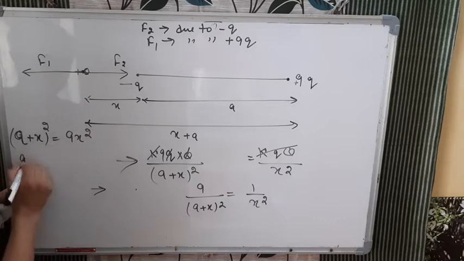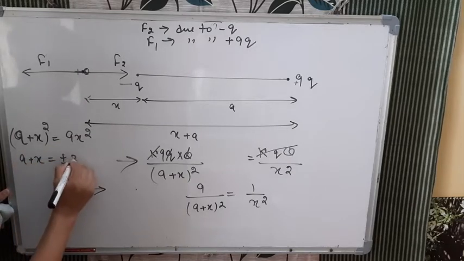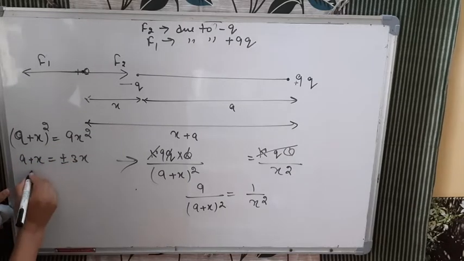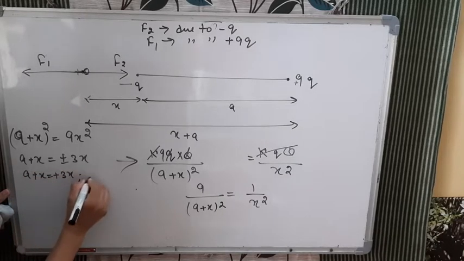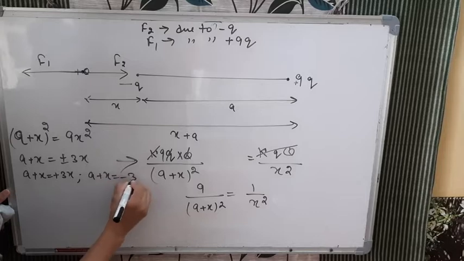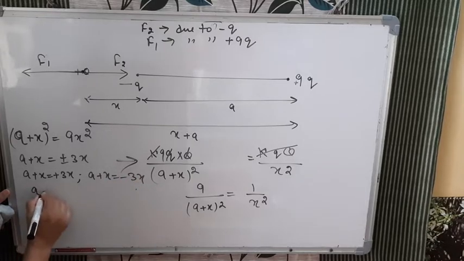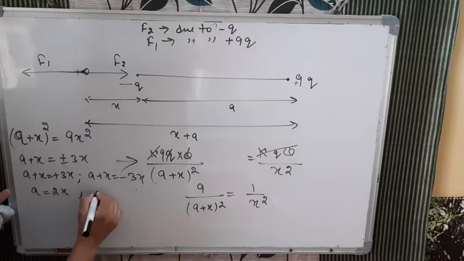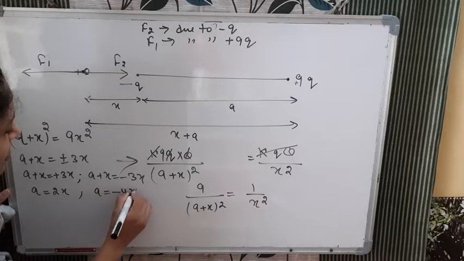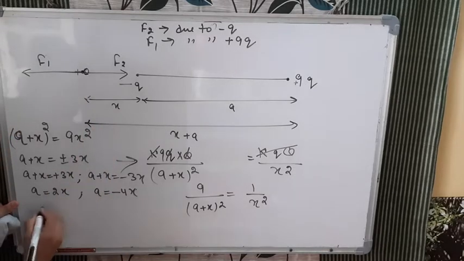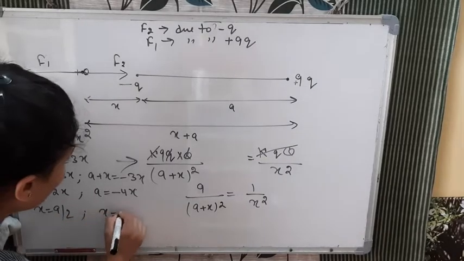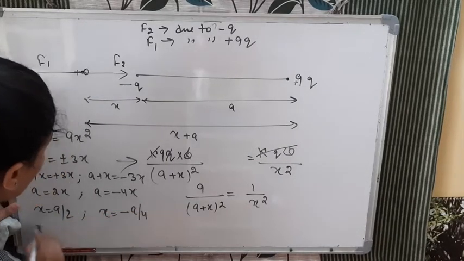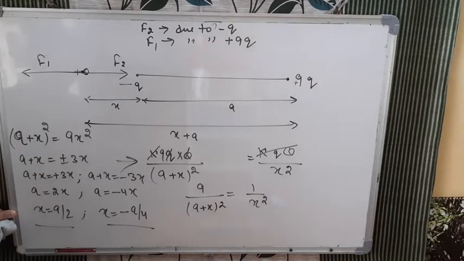Take square root, a plus x will be plus minus 3x. What will be the result you get from here? a plus x is equal to plus 3x, and a plus x is equal to minus 3x. From here you will get a is equal to 2x, and here you will get a is equal to minus 4x. So you need to find x. x will be what? a by 2, and from here x will be minus a by 4. So now tell me which is not possible and which is possible.